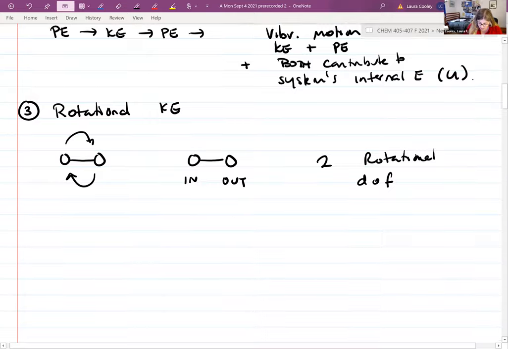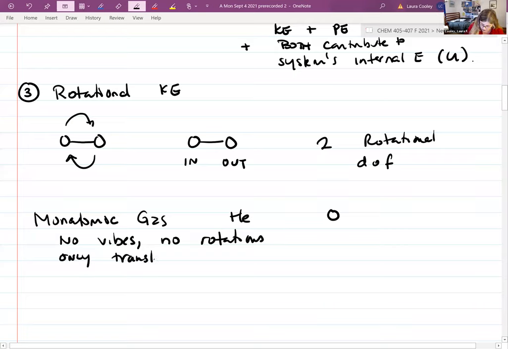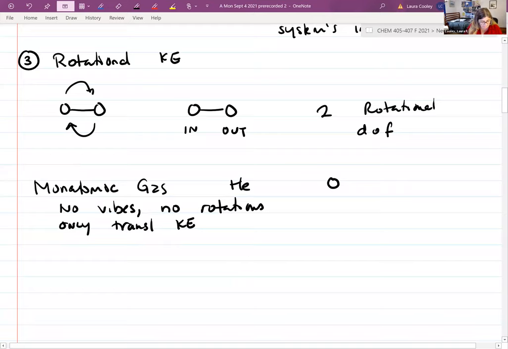Now, if you had a monatomic gas, like for example helium gas, where you just have a single atom, you would have no vibrations, no rotations. You would have only translational kinetic energy. And that's all you would have, okay? So is there anything else? Yes, there's a lot of other things.